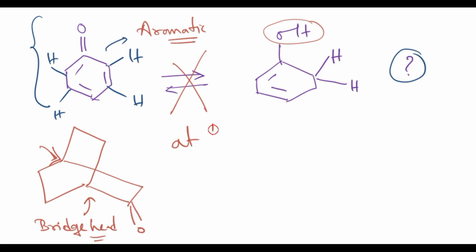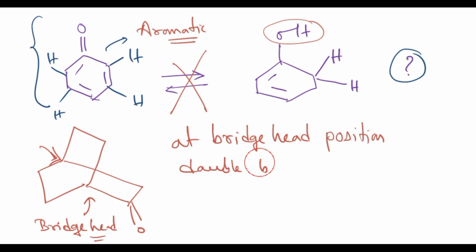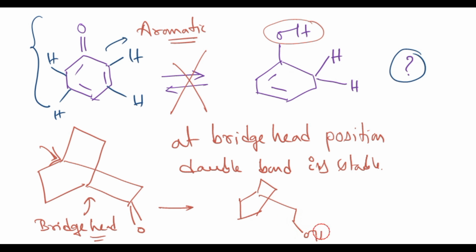At the bridgehead position, a double bond is not stable. Thus this type of tautomerism will not be shown over here. If we think that this type of tautomerism will be shown here, that is the enol form, this will not be possible over here.